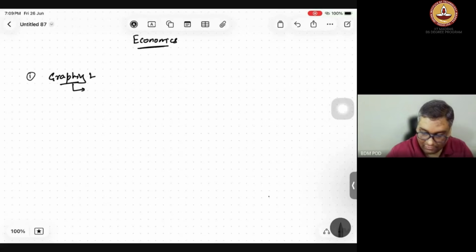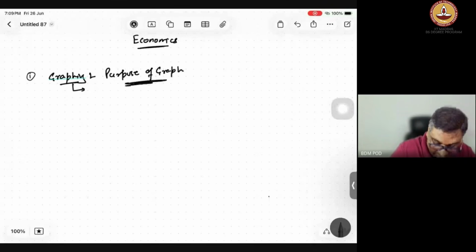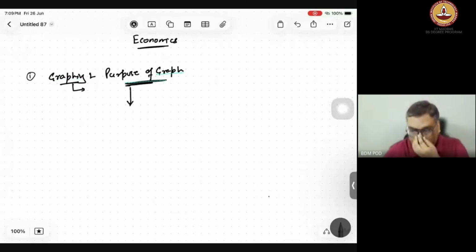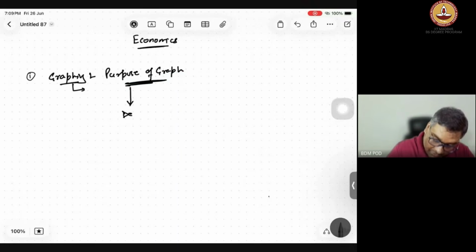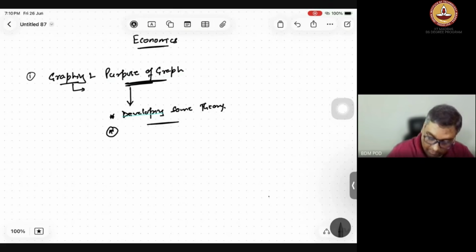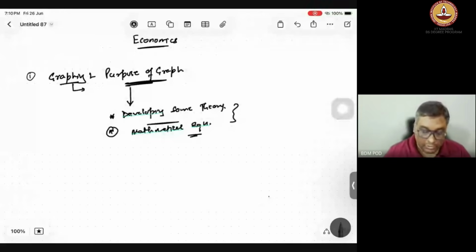So why are we plotting graphs? The purpose of graphs, right? Suppose we have a mathematical equation, or we are developing some theory, or we are having some mathematical equation, right? Then it is not possible to interpret or visualize the pattern from the equations, right?